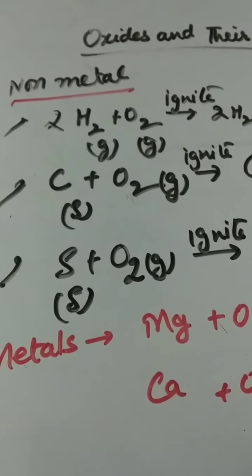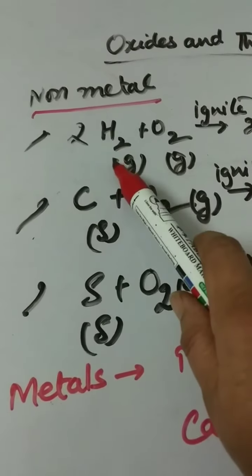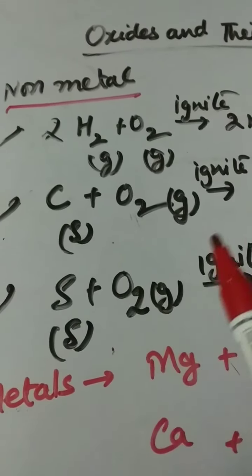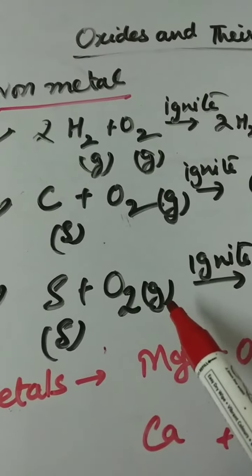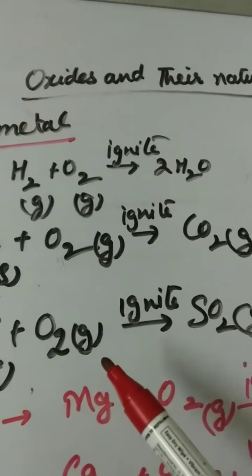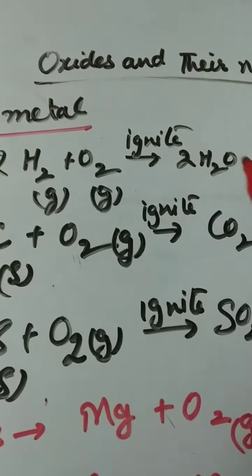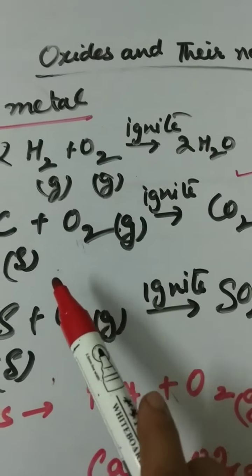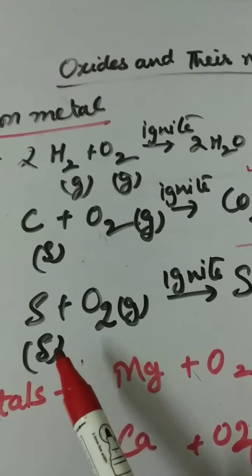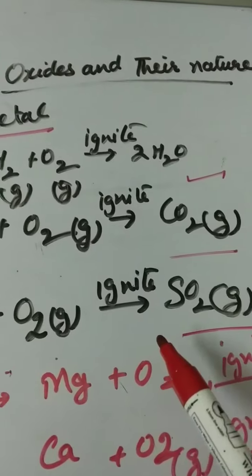Now by direct combination, we will take the example of some non-metals and metals. Non-metals in the case of hydrogen, carbon, sulfur. When these non-metals come in contact with oxygen, by heating or burning, they form oxides. When hydrogen combines with oxygen, it forms water. Similarly, when carbon is burnt in the presence of oxygen, it forms carbon dioxide, and when sulfur burns in the presence of oxygen, it forms sulfur dioxide.